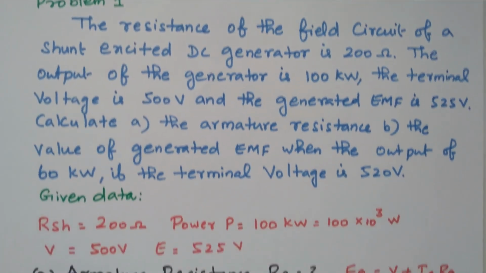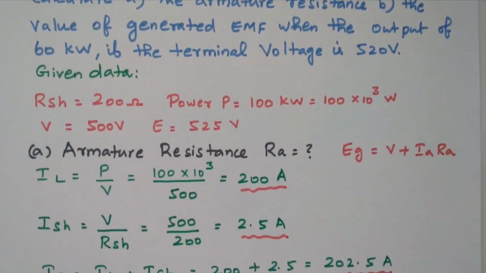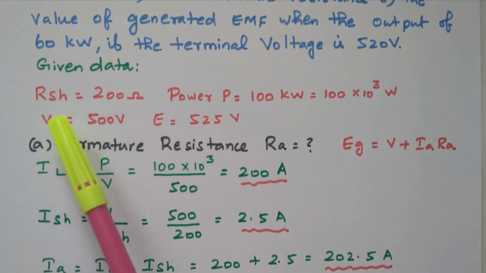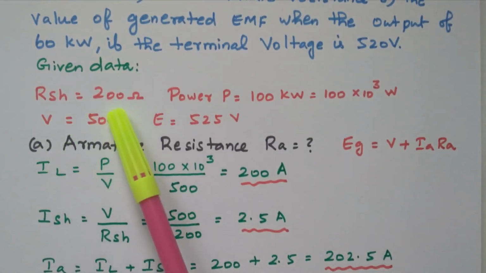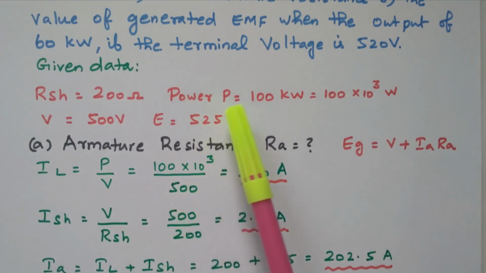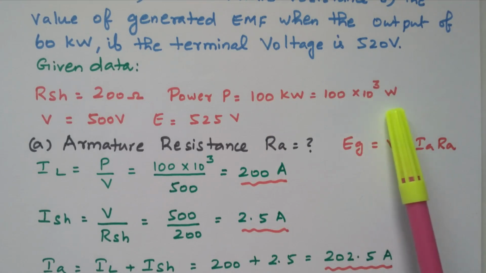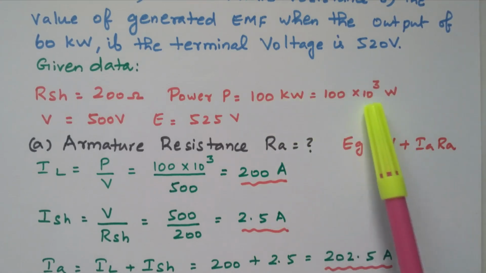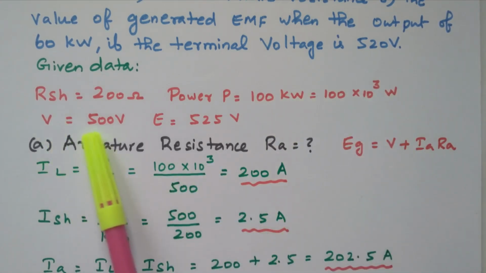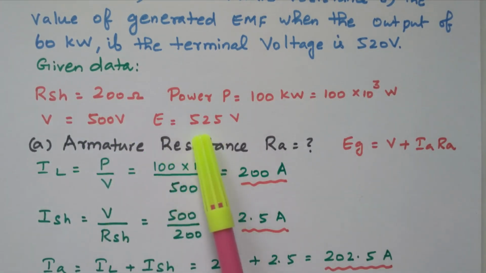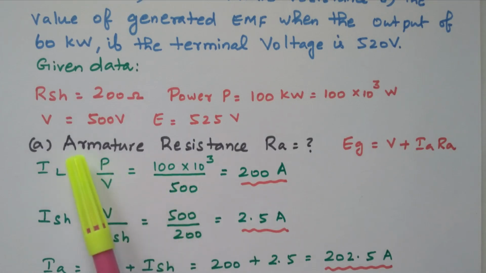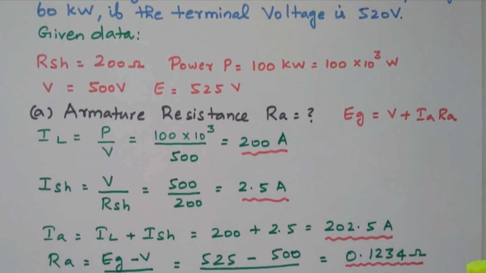Now we will see the given data. The shunt field resistance RSH is given as 200 ohm. The output power is 100 kilowatt, that is 100 into 10 to the power 3 watts. So kilowatt means 10 to the power 3. The terminal voltage is 500 volts, generated EMF equal to 525 volts. Now for the first part, we will find the armature resistance.